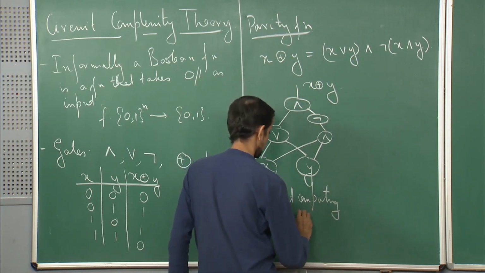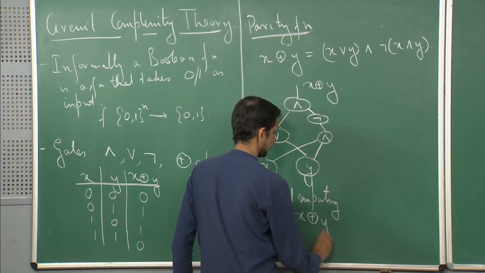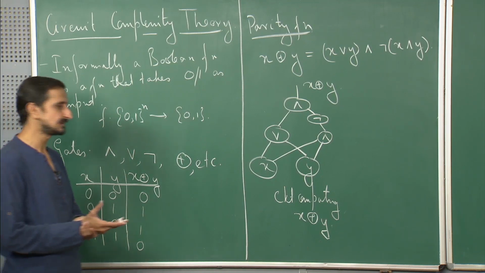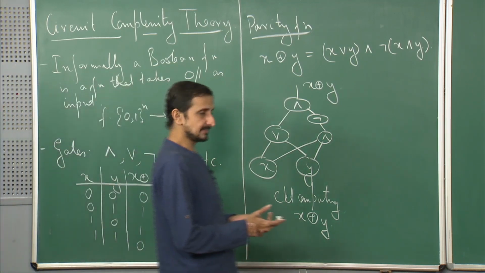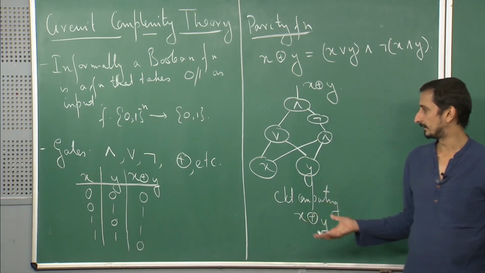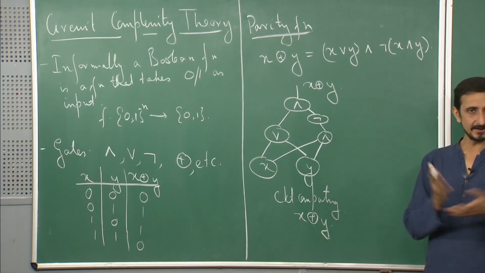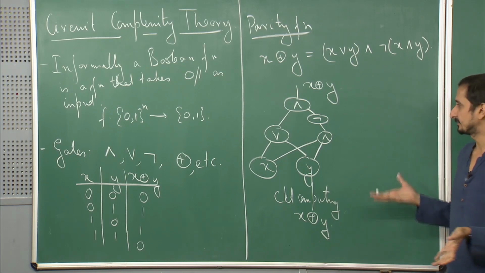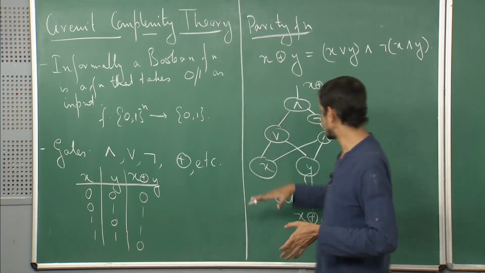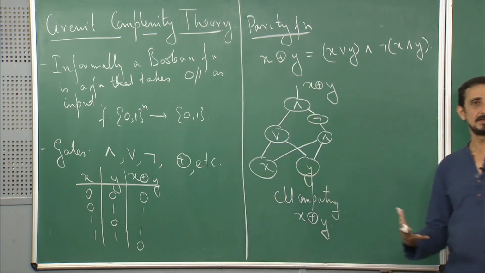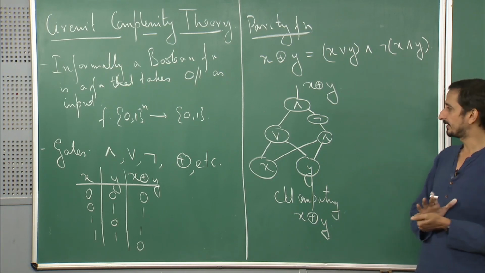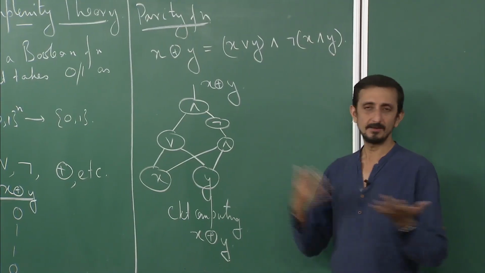computing x parity y. Now, is this the only circuit for x parity y? The answer is no. In fact, one can give infinitely many circuits. I mean, one can have circuits with gates or inputs which are actually redundant. Of course, if the number of input bits is fixed, then the number of such circuits is not infinite, it is finite, but one can have a lot of circuits.